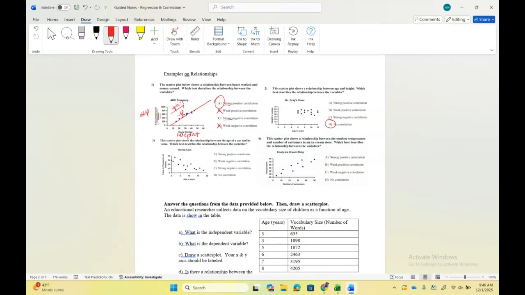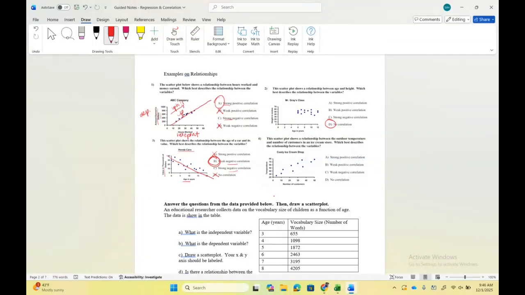All right, for the next one, we have age in years and Honda cars value. So as your car gets older, it looks as though the value is decreasing. Okay, so this is definitely some sort of negative relationship. So now I just need to decide if it's weak or strong. These points are a little bit more spread out, so I would say this is more of a weak negative correlation.